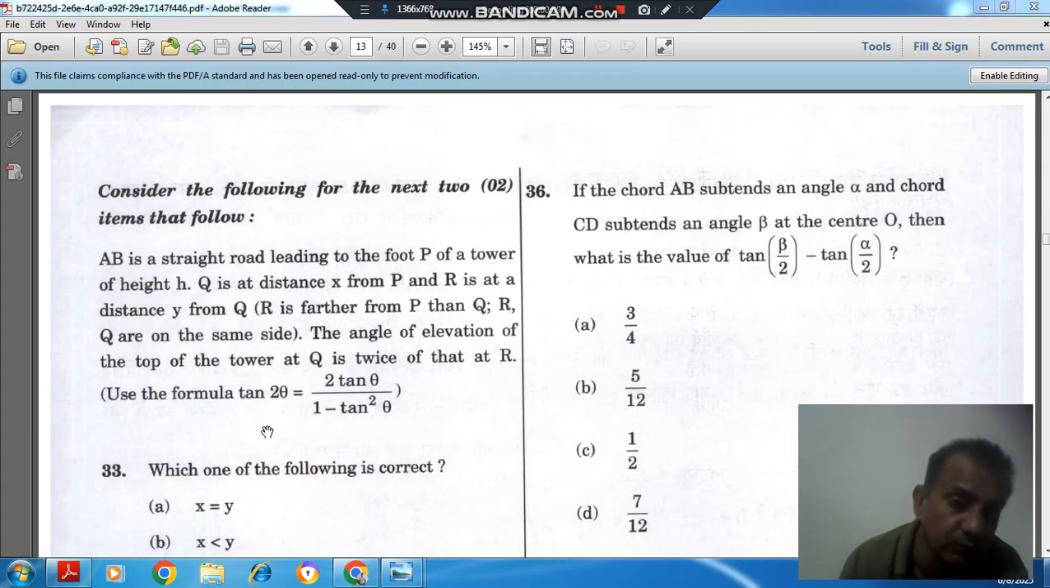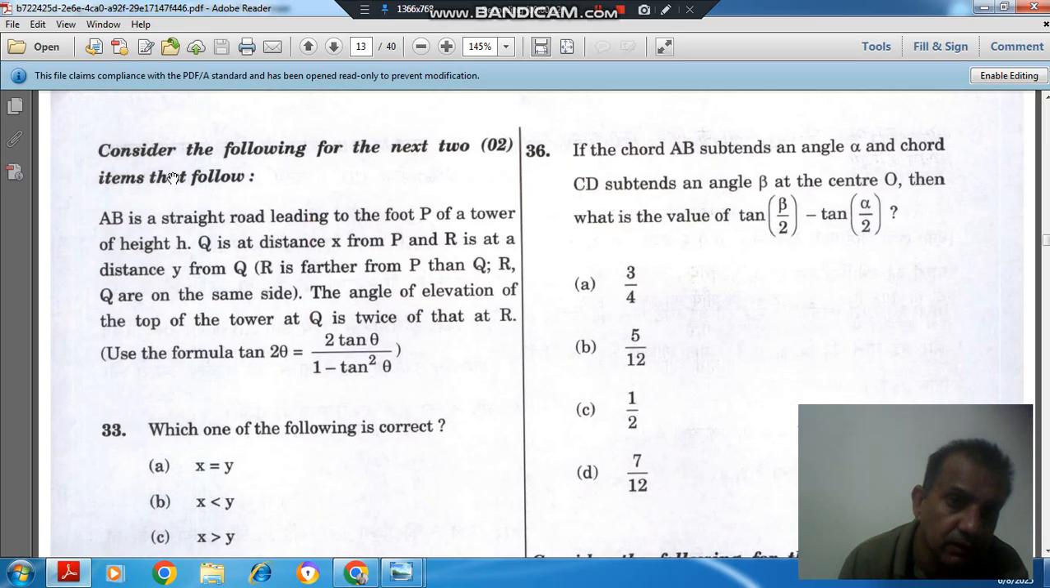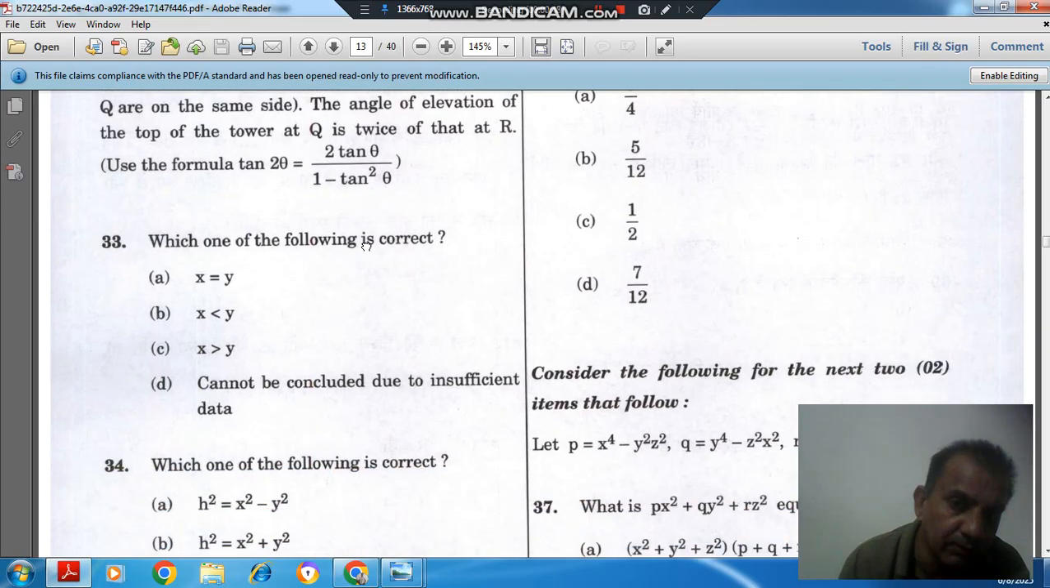Question number 33 and 34 have a common statement, and the statement is: consider the following for the next two items that follow. AB is a straight road leading to the foot P of a tower of height h. Q is at distance x from P and R is at a distance y from Q. R is farther from P than Q. R and Q are on the same side. The angle of elevation of the top of the tower at Q is twice of that at R. Use the formula tan 2θ is equal to 2 tan θ divided by 1 minus tan square θ.